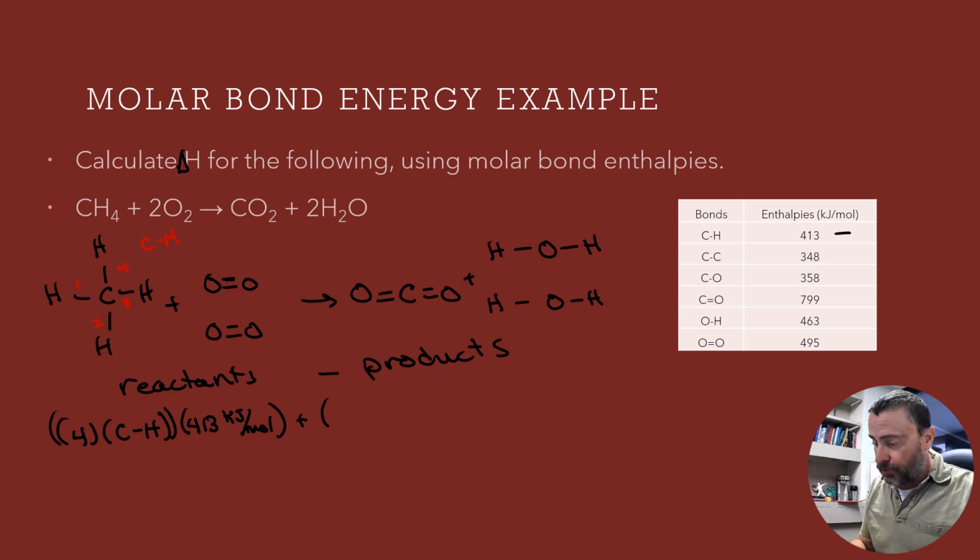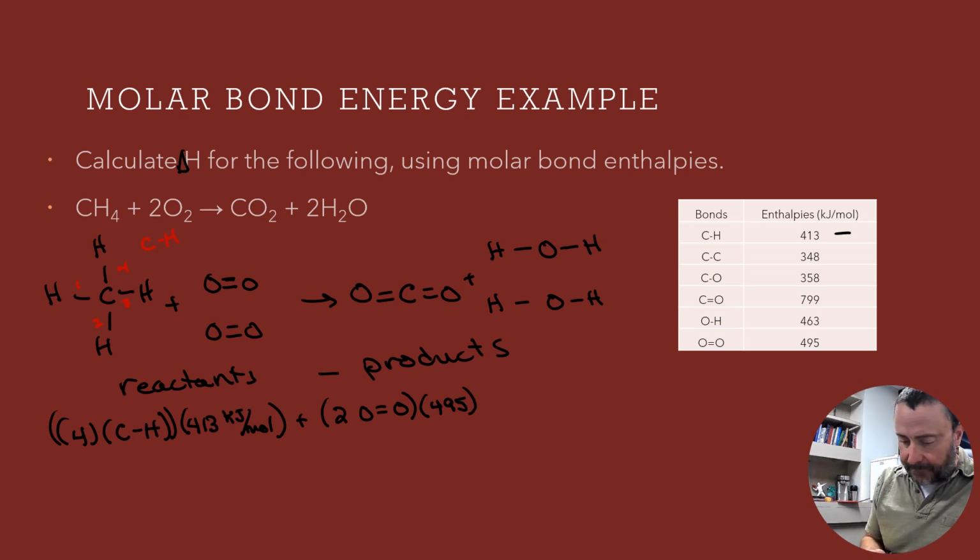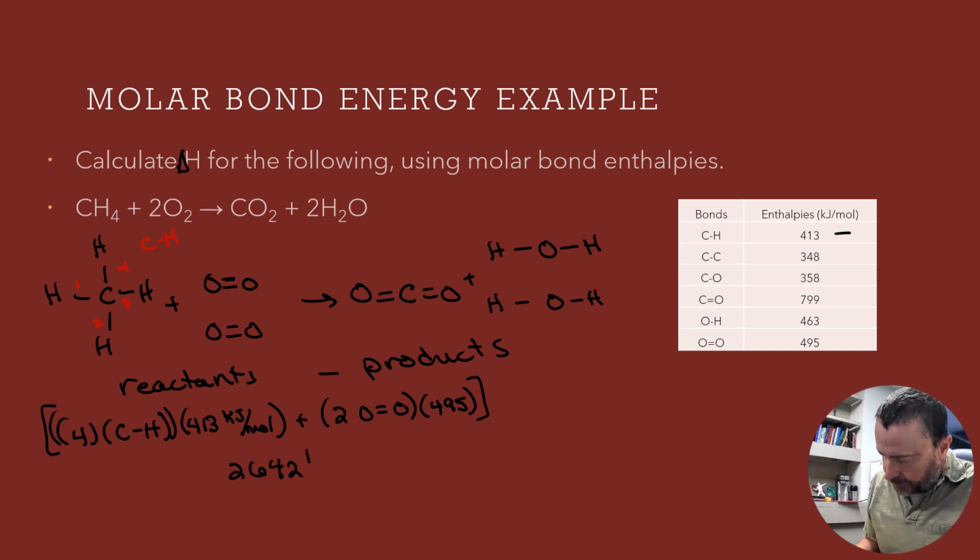Then we're going to add to that. There are 2 oxygen-oxygen double bonds, and they each are 495 kilojoules per mole. We're going to take all of that, which is 2642 kilojoules.